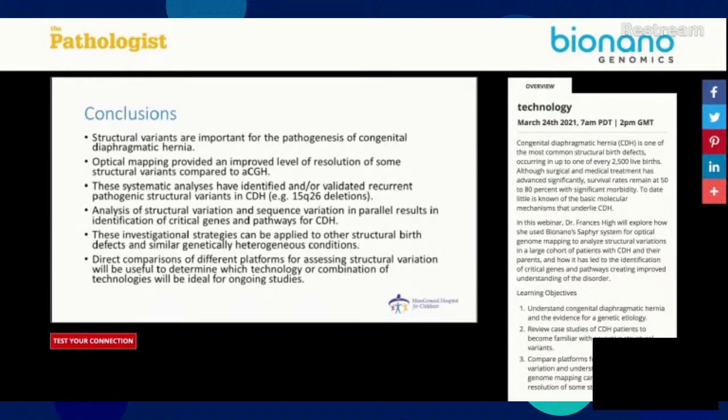I would also like to point out that I think these investigational strategies can be applied to other structural birth defects, and not only structural birth defects, but other similar genetically heterogeneous conditions. In the future, we're really hopeful that direct comparisons of these different platforms for assessing structural variation will be useful to determine which technology or combinations of technologies will be ideal for ongoing studies. As I mentioned, we're in the process of analyzing our whole genome sequencing data from the same cohort. So stay tuned, and I think we're going to be able to see a direct comparison of these different technologies.